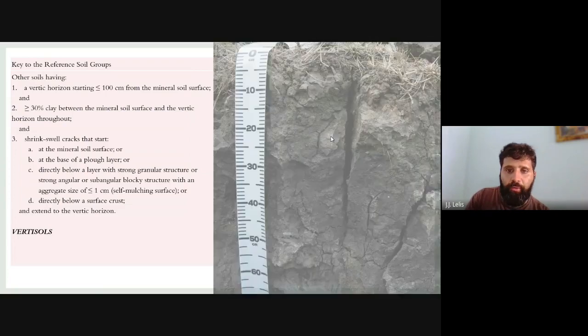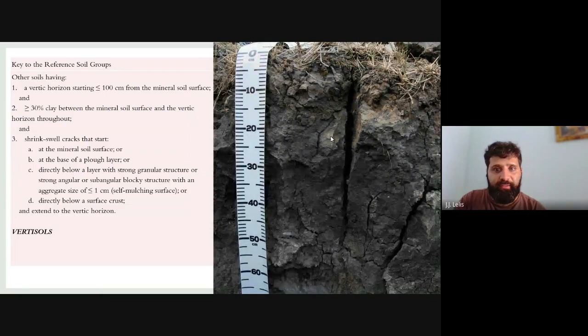Vertisols are also related to semi-arid and arid regions, or to recently exposed lands. So if you can see a lagoon or a land very close to the sea that in the past was flooded and today is above sea level, or is not flooded anymore, you can find some vertisols there.